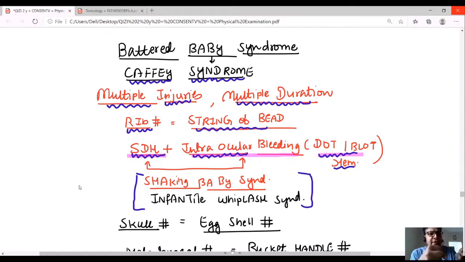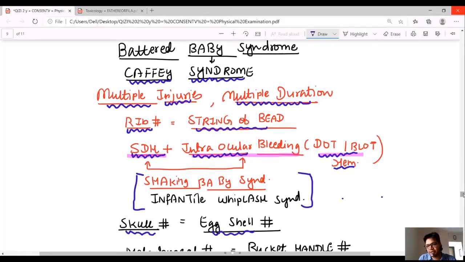But sir, if you are frequently shaking your baby, there are two hematomas very common. One is subdural hematoma. Second is intraocular bleeding. This intraocular bleeding is known as dot and blot hemorrhage. This combination is known as shaking baby syndrome or infantile whiplash syndrome. Skull fracture is known as eggshell fracture.